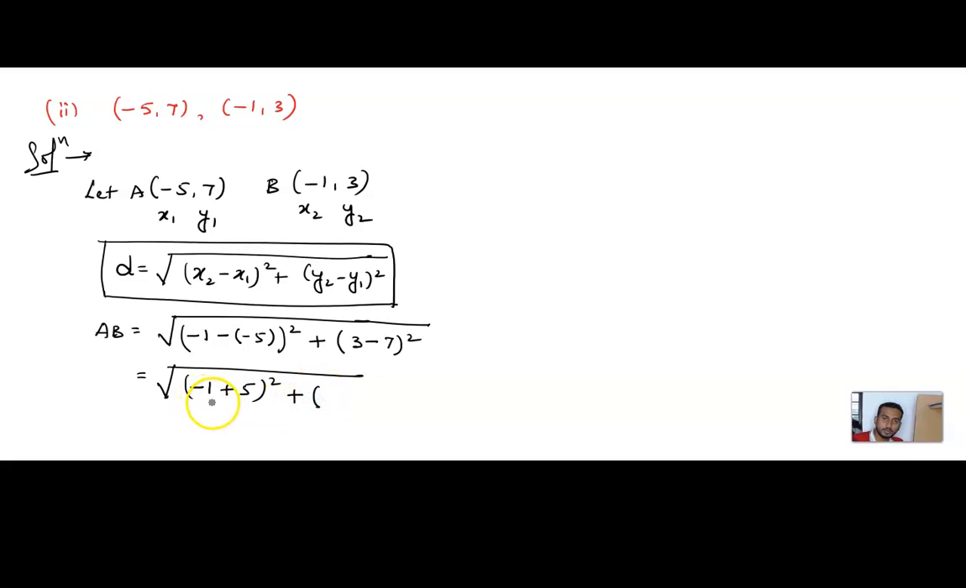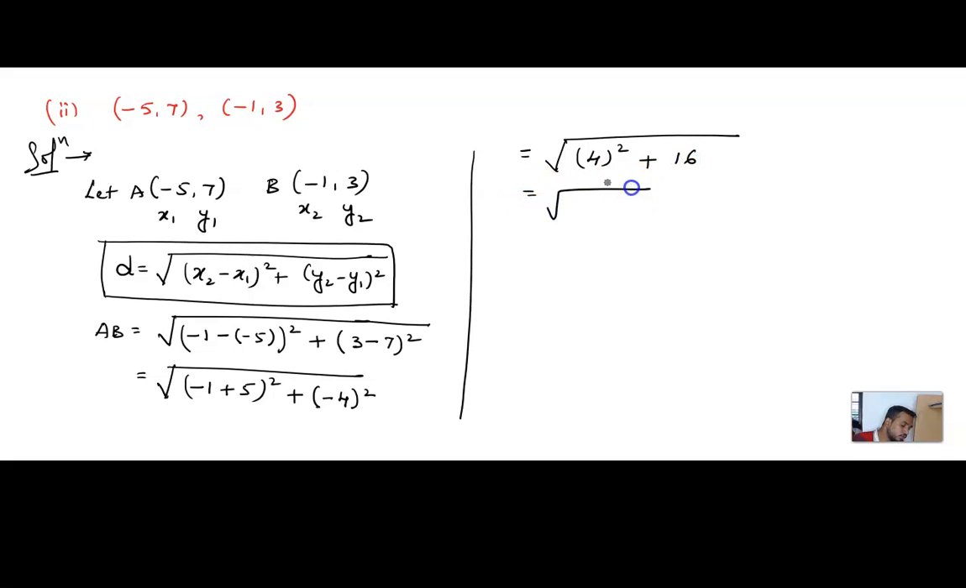In 3 can you subtract 7? No. No means minus. 7 minus 3, that is 4 whole square. I am going to continue the problem here. That is equal to root of minus 1 plus 5, that is 4 whole square, plus minus 4 whole square, which means minus 4 into minus 4. Minus into minus is plus, 4 4s are 16.